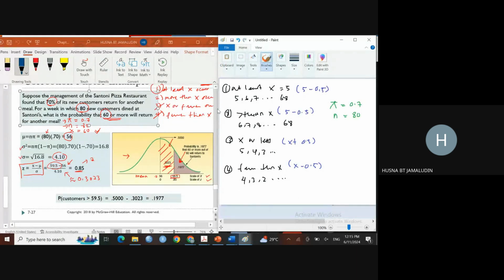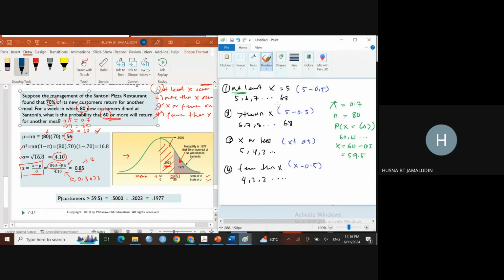Now, what is the probability that 60 or more will return? Remember the cases: whenever you have approximate to binomial, you have 4 cases. The probability of X equals 60 or more means you have 60, 61, and so on. This is an example of at least X equals 5, where you have 5, 6, 7, and so on. So your X equals 60, and your 60 will minus 0.5. What happened to your 60? It becomes 59.5. So your X value has changed. It's no longer 60, it's become 59.5. Remember that.